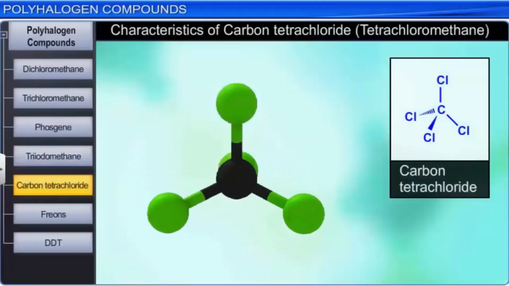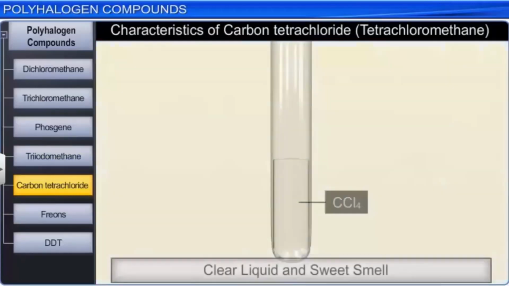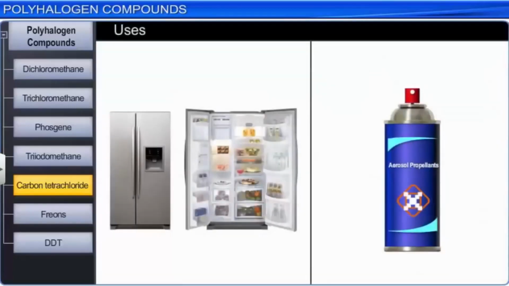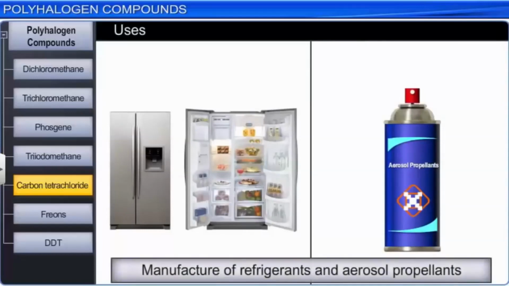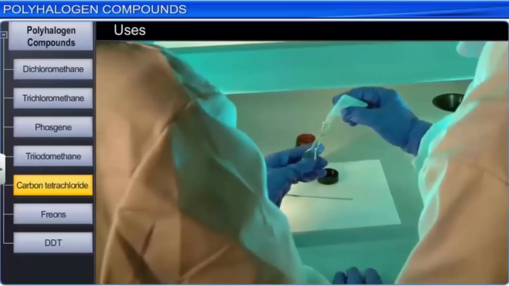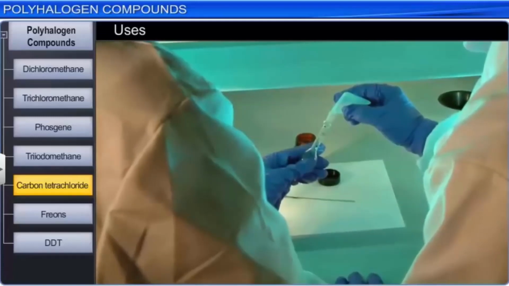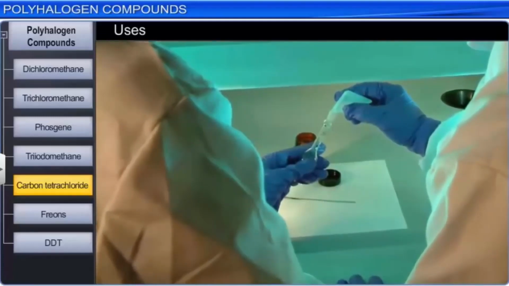Carbon tetrachloride, or tetrachloromethane, is a clear liquid with a sweet smell. Carbon tetrachloride has a variety of uses, including in the manufacture of refrigerants and aerosol propellants. It is used in the synthesis of chlorofluorocarbons. It is widely used as a solvent. Due to safety concerns, many chemists prefer to use other solvents.